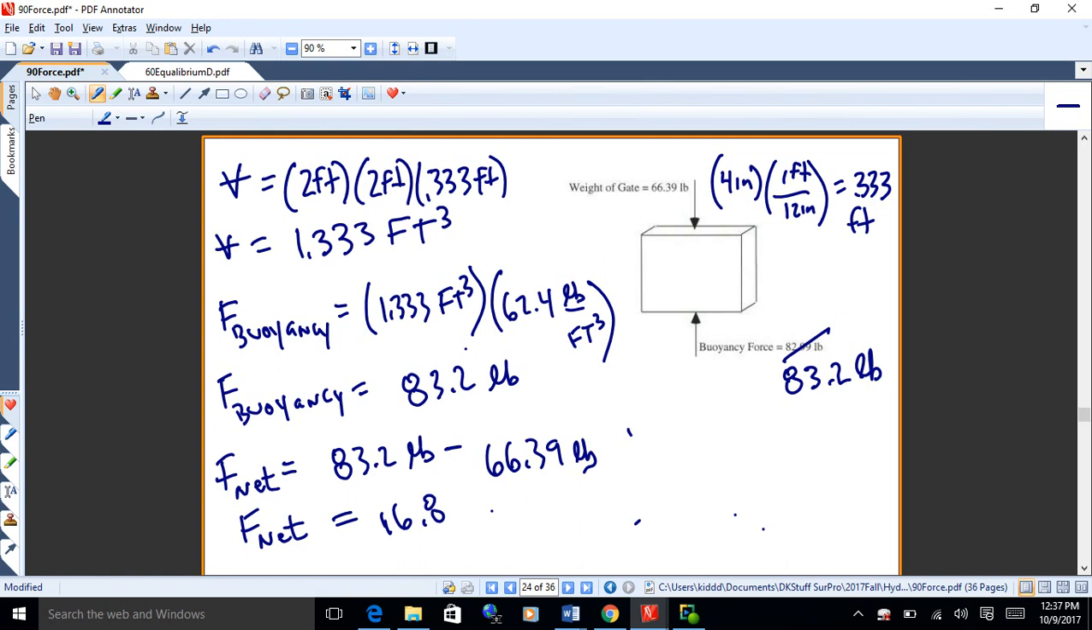Okay, so that's pushing up. So that thing's going to float, is what it's going to do, if it were allowed to do whatever it wants to do there. All right with that? Okay. So that's buoyancy force.